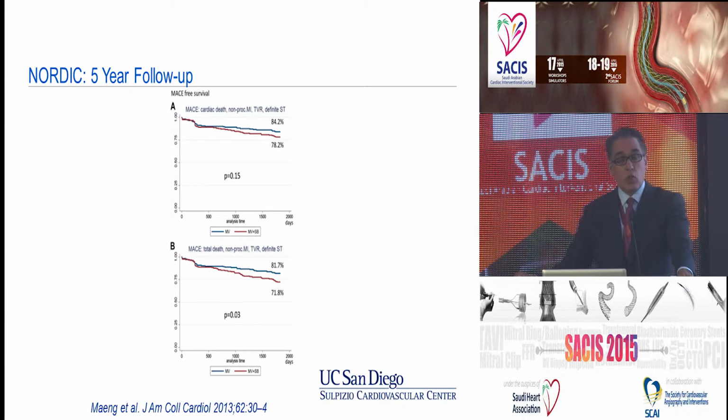As far as much longer-term follow-up, Nordic has 5-year follow-up that's published, and what you see is that the simple or single-stent strategy remains comparable at the 5-year time point with the dual-stent strategy, and in fact, at the bottom, when you look at overall mortality, not cardiac mortality, and all MACE events, the single-stent approach at 5 years turns out to be statistically superior to the two-stent approach.